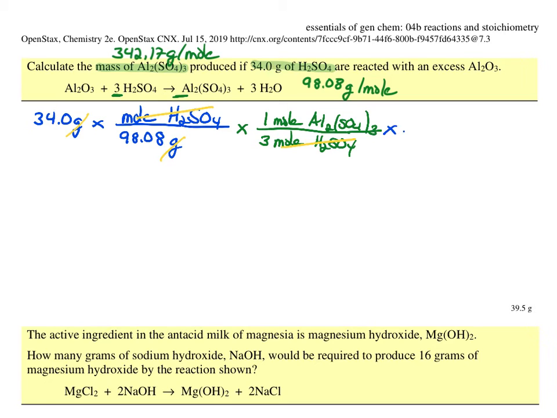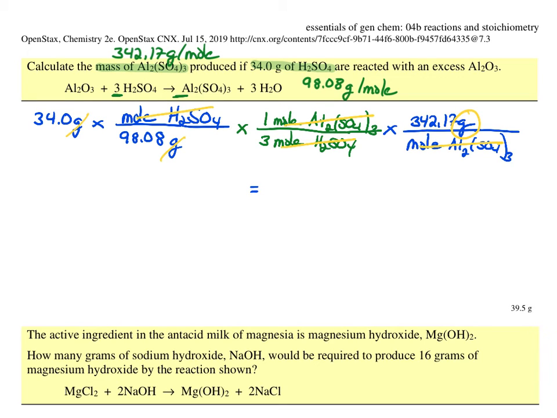However, we want our answer in grams, so we're going to need the formula weight for aluminum sulfate. Okay, last check of our units, and we see that our final answer is going to have units of grams of aluminum sulfate. So it looks like we've set things up correctly. We can go ahead and do the associated math.